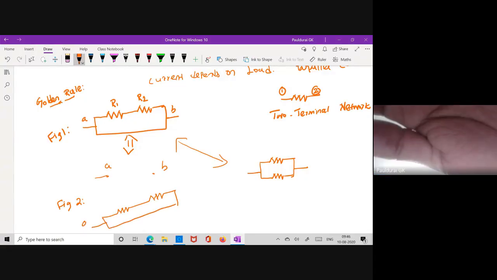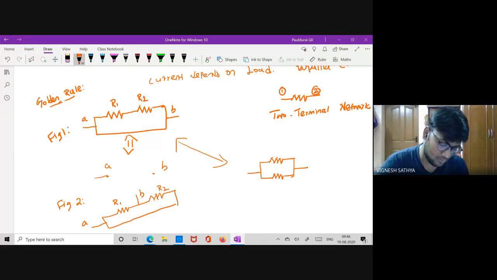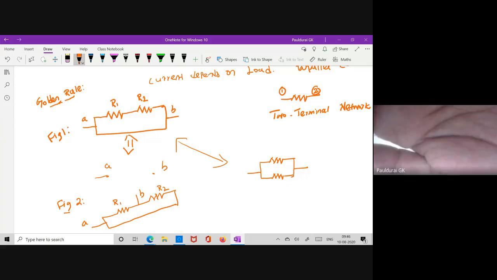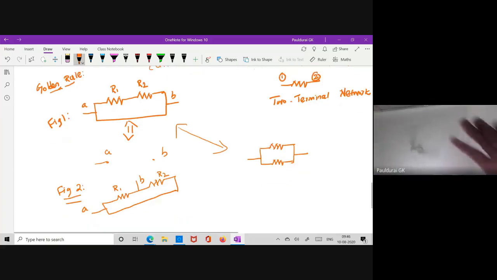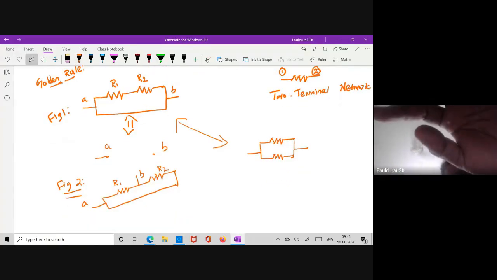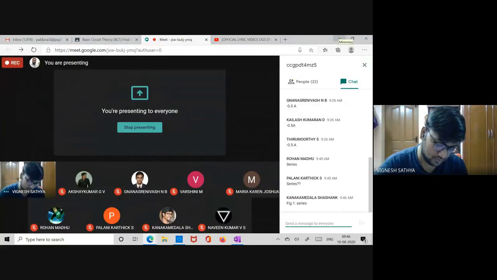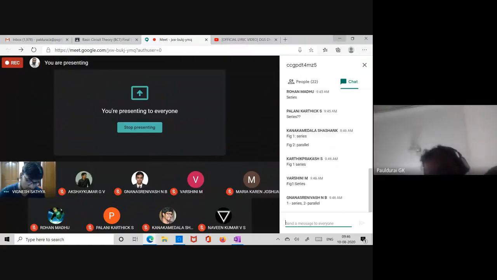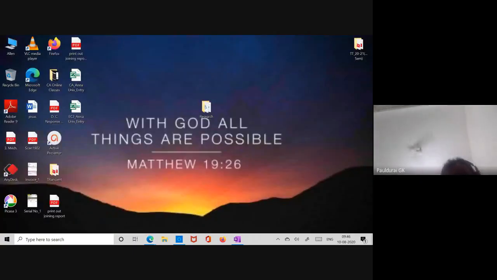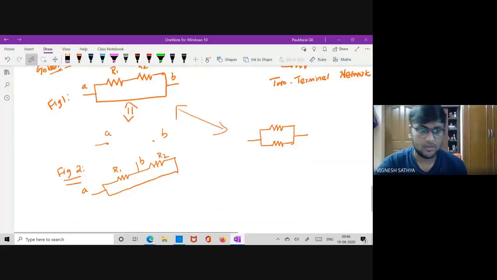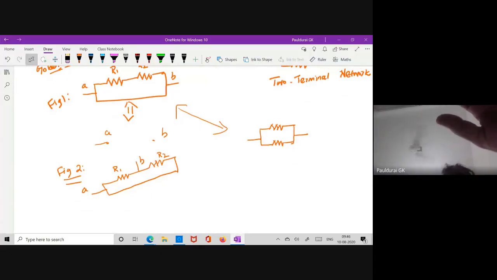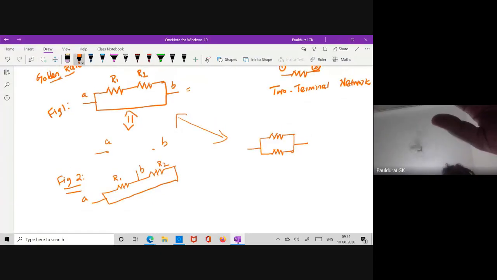This time I want to take terminal A from here, B from here. This is R1, this is R2. Figure 1 series or parallel, figure 2 series or parallel? Come to the chat box. Figure 1 series, figure 2 parallel. Thank you. I don't want to wait much time. Figure 1 series, I guess you are a genius. Just to confuse you people, I said it is parallel, right? So now the answer is it is series.